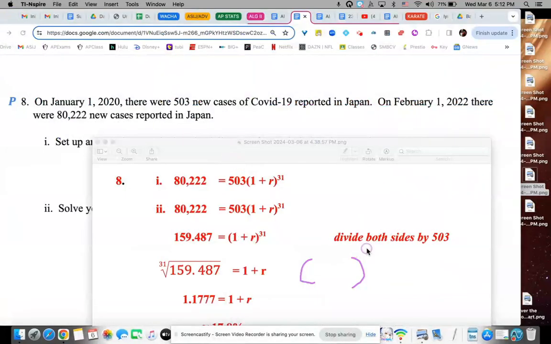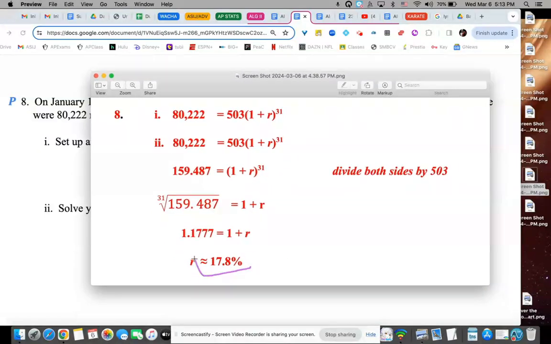But you can also do a power. You can do a fractional power to do the same thing. So you can just make that raised to the 1 over 31st power, and that'll do the same thing. Check it out. Both of them work. You should get 1.1777. Okay, we subtract our 1, and you'll find out the rate. We have to move the decimals to change it to a percentage, but there you go. 17.8%, but that's a monthly rate.